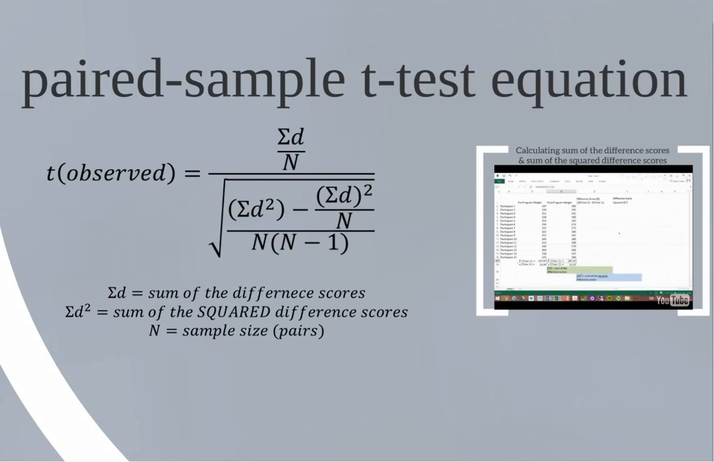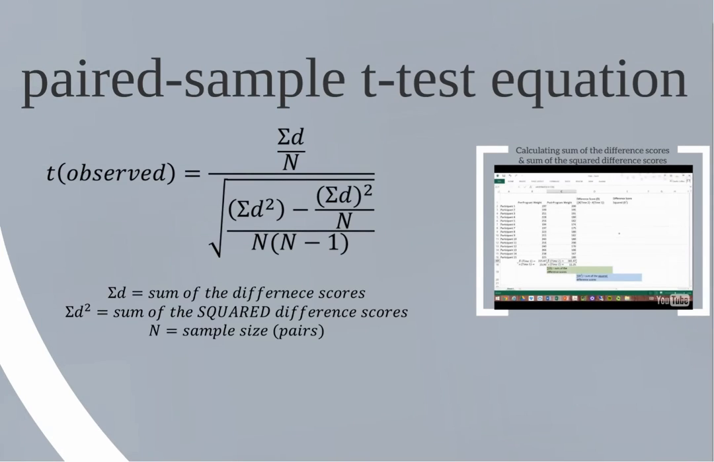This seems like a fairly complicated equation. However, it's not extremely complicated if you do it step by step. Solve n times n minus 1 first, for example, then solve the sum of the squared difference scores squared, and so on. Each little component might take several steps, but you can get there fairly easily without a lot of complication if you just solve each little piece by itself.